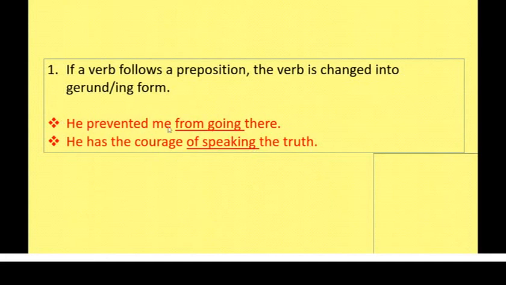He prevented me from going there. Here from is the preposition, and after the preposition ing form of verb has been used. That is, gerund has been used. He has the courage of speaking the truth. Here of is the preposition, and after the preposition ing form of verb, that is gerund, has been used.